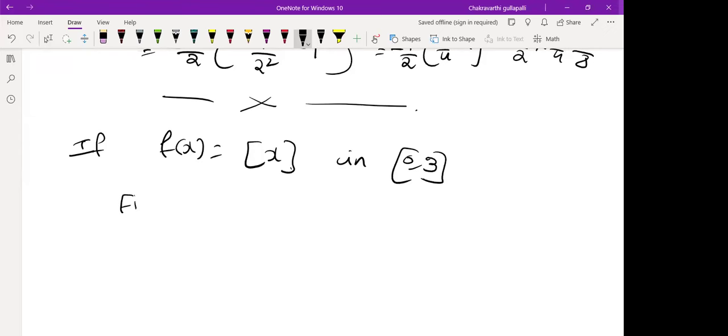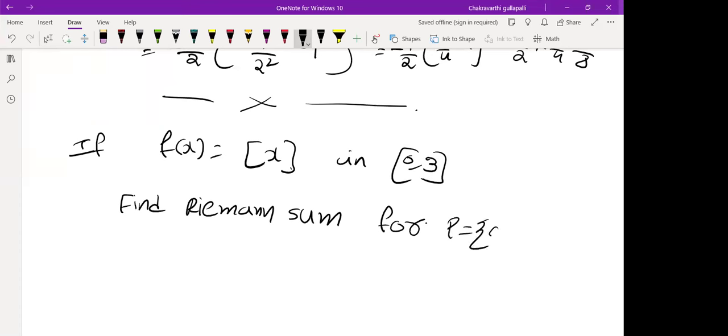But find Riemann's sum, not Darboux sum. Yesterday we have seen Darboux. The partition 0, 1, or you can have 3 by 2, 2. Let us take it. Then how to find out Riemann's sum for this partition? So how to find Riemann's sum?